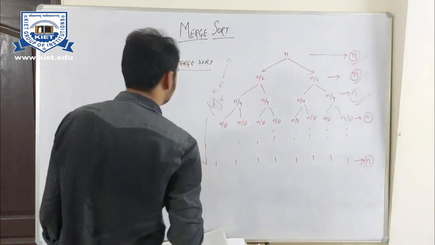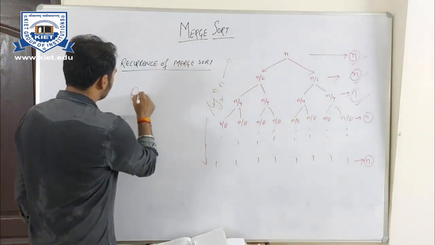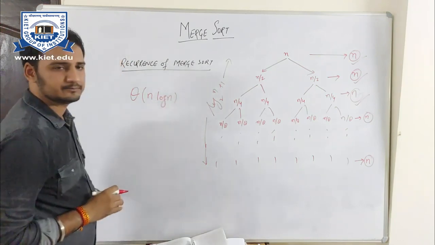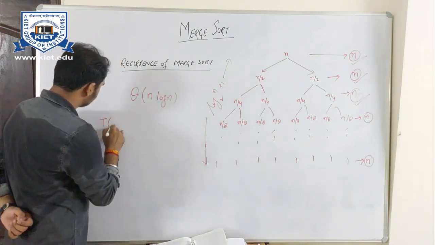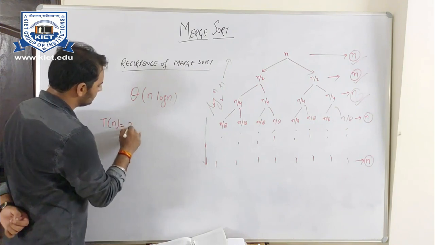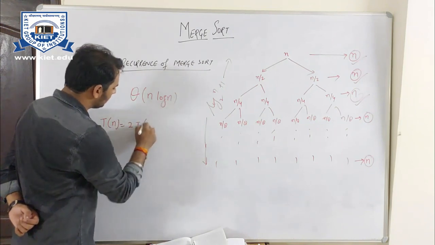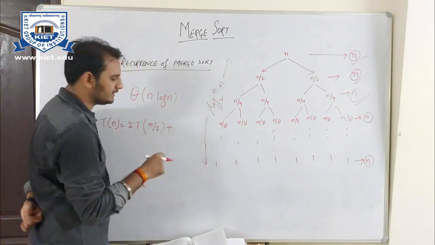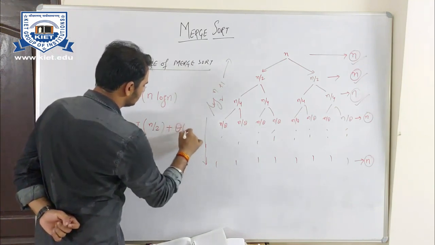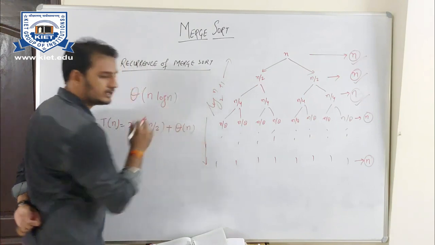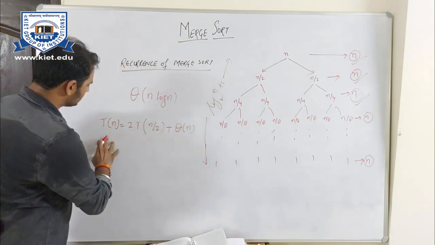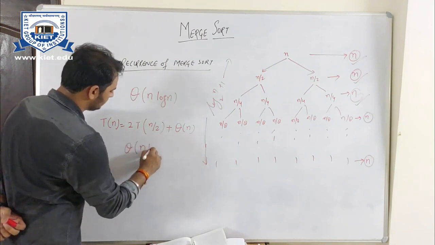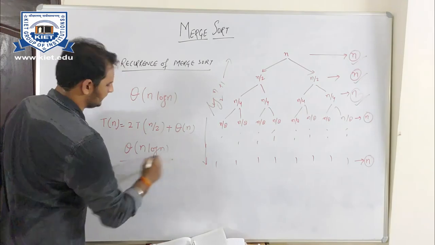So the solution to the merge sort will be theta of n log n, and the recurrence will be T of n is equal to 2 T of n by 2 plus theta of n. You are dividing the problem by half each time, and then you are merging the problem. To merge, the merge routine takes theta of n. By solving it using master theorem, you will get the solution to be theta of n log n.